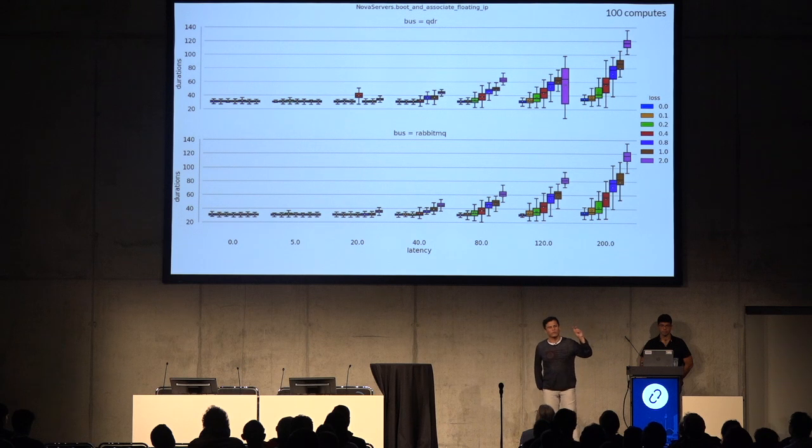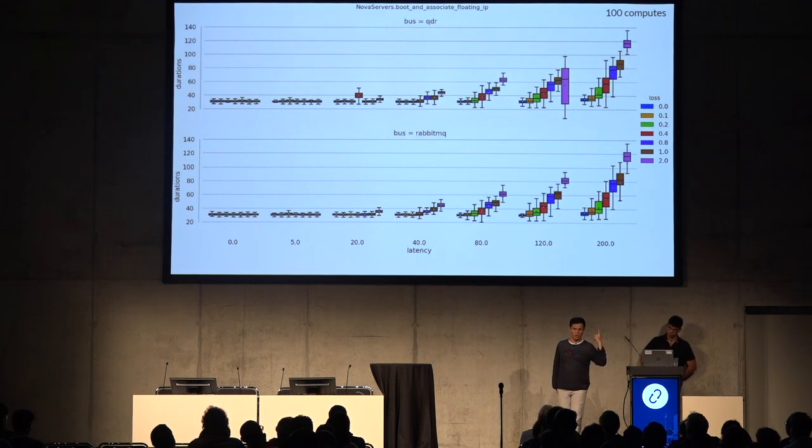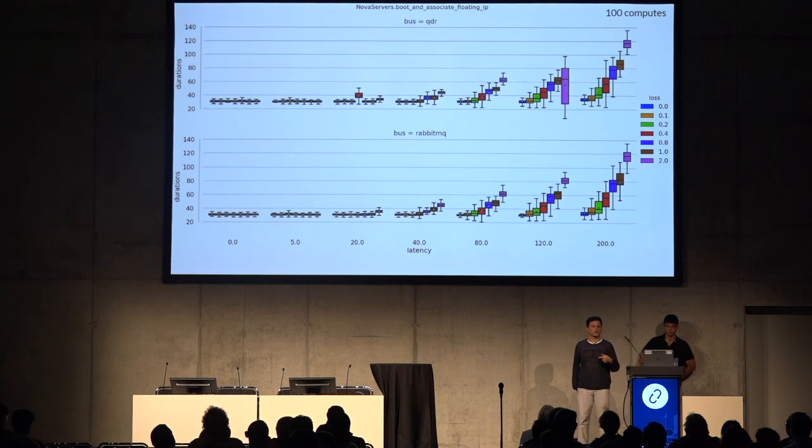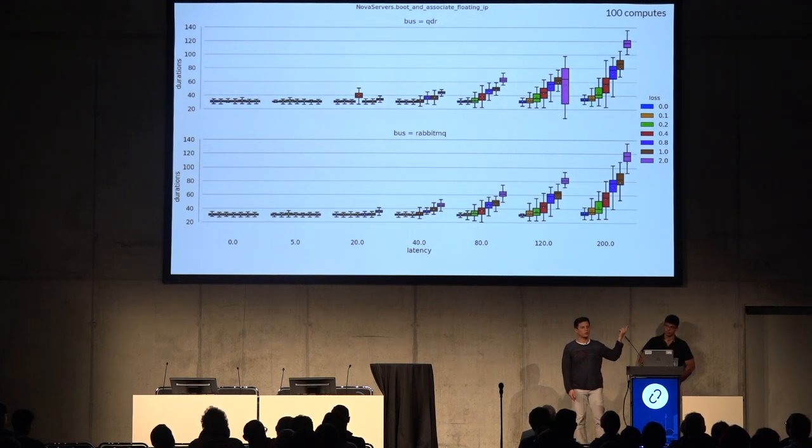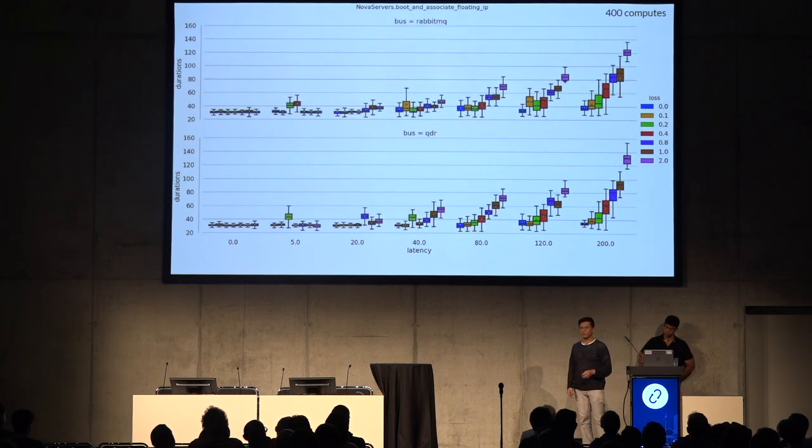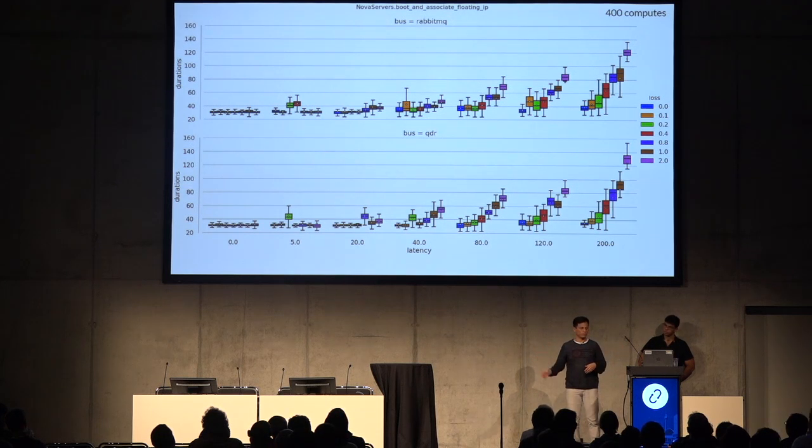There are two situations. The first is where we can expect a result that we can interpret, like the case for the Nova benchmark of server boot and associate floating IPs, where we can identify the direct impact of loss and latency on the duration of the benchmark. This effect is equal for 100 computes or 400 computes. The differences when we increase the latency and loss are associated to the complex traffic of messages between the services of Nova and Neutron and eventually Keystone.